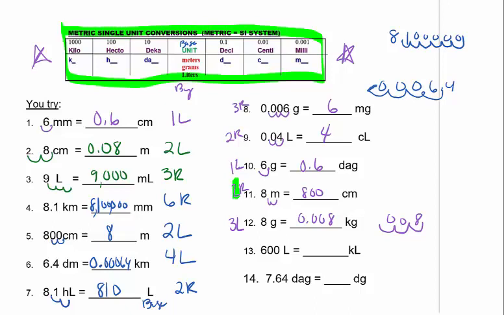Going to 600 liters to kiloliters, that's my unit, and we're going 3 units to the left. So we go 1, 2, 3, and that's going to give me 0.6. And then my grams to my decigrams, be careful, that's going to go 1, 2 units to the right. So we go 1, 2, that gives me 764. I can move my decimal left and right only if it's single units. That's really important. So make sure you differentiate between those two pieces.